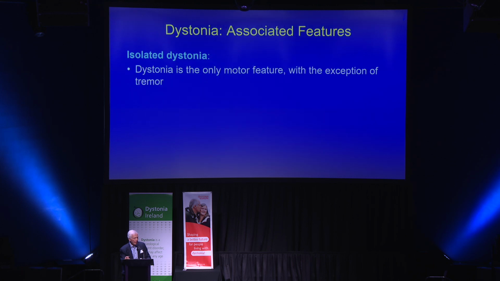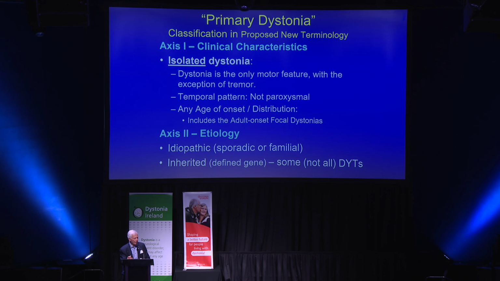Okay, so isolated dystonia is what we used to call primary dystonia. Remember I told you primary is you just have dystonia and that's all you have. We said primary is a bad term. It is confusing for various reasons, so we coined the term isolated dystonia as you see here. And these are the characteristics. So isolated means it's the only feature you have, with the exception of tremor, because tremor is so common in dystonia, we decided it would be too confusing to exclude that.